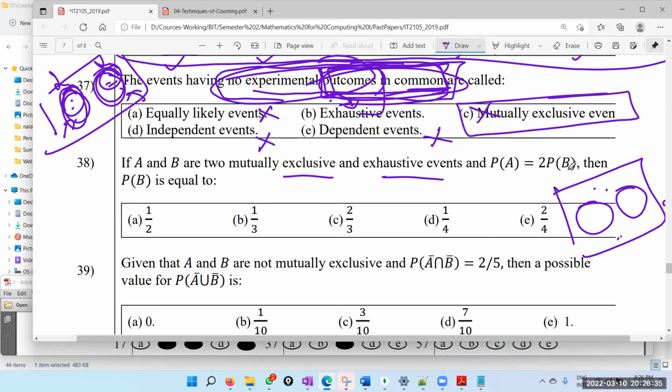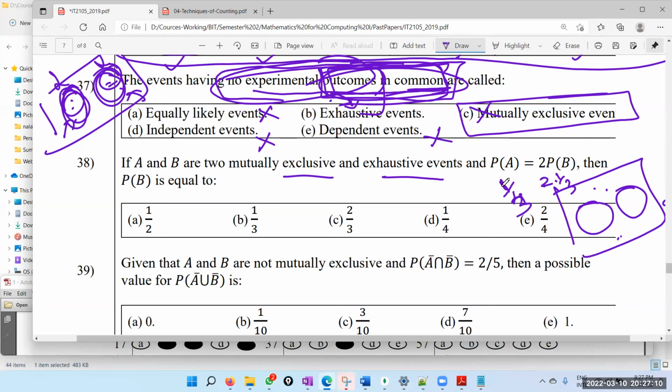P(A) equals 2 times P(B). Then P(B) is equal to what? After adding those two together, it must come to 1, because exhaustive means the work of these two is finished. There are no other things. So what could it be? If this is 1/4, no, it can't be. If it is 1/3, this is 2 into 1/3. Then when we add those together, 1/3 plus 2 divided by 3 is 1.